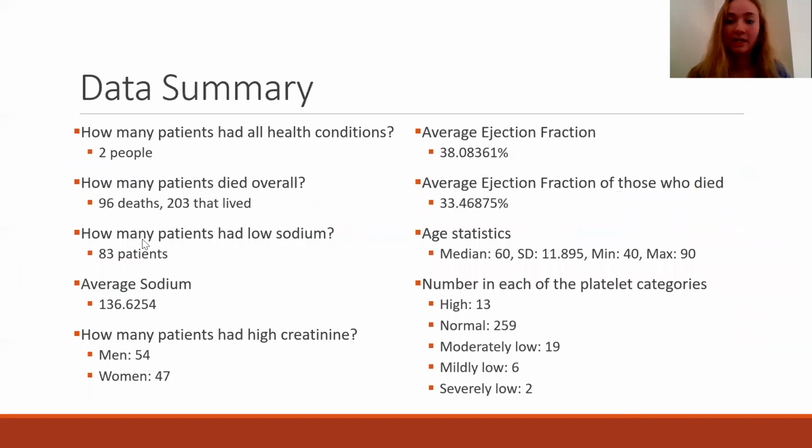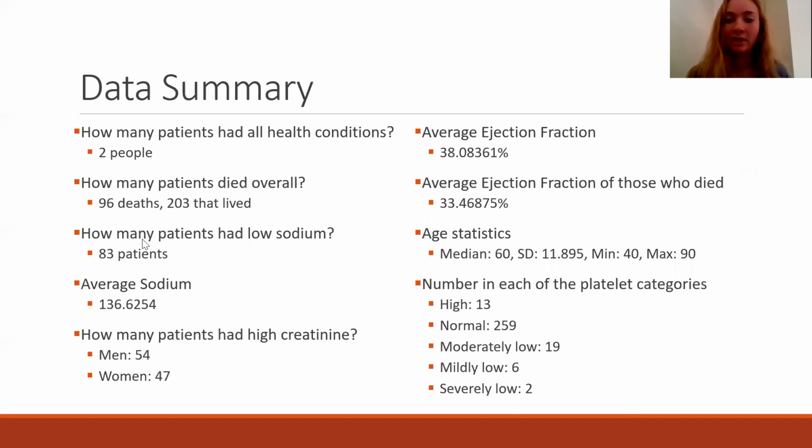So after I cleaned up the data set, I started manipulating some of the variables to see what information I'd be able to get from the data. Using the select function and excluding all the answers with no, I found that there were only 2 people that had all the risk factors, including diabetes, high blood pressure, anemia, and smoking. Out of the 400 people included in the dataset, 96 of them lived.